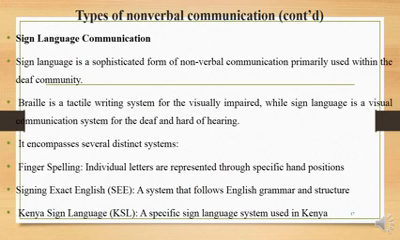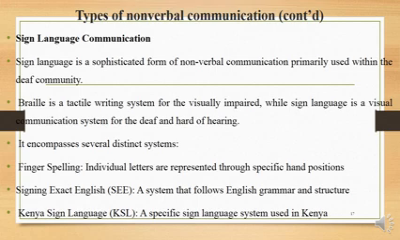Sign language communication. Sign language is a sophisticated form of non-verbal communication primarily used within the deaf community. While Braille is a tactile written system for the visually impaired, sign language is a visual communication system for the deaf and hard of hearing.